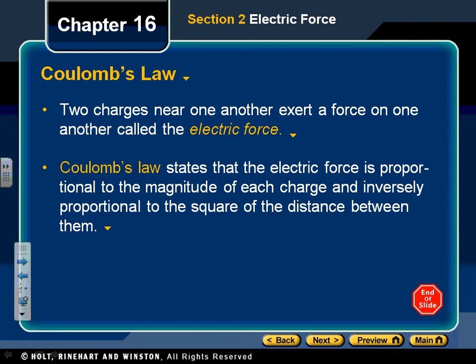Talking Coulomb's law here, again, we're not going to get into mathematics, just some basic conceptual stuff. When two charges are near one another, they exert a force on each other called the electric force. The law states that electric force is proportional to the magnitude of each charge and inversely proportional to the square of the distance between them.